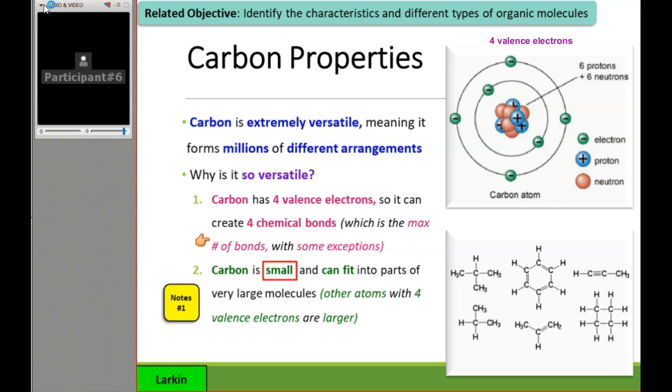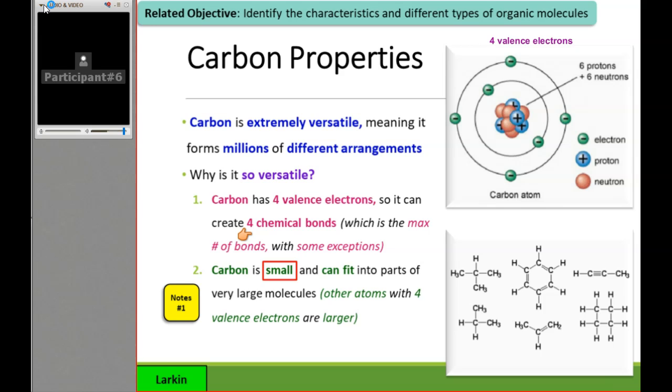Silicon fluoride can have 6 bonds. But for the most part, carbon is going to be able to make the most amount of bonds of any type of atom. Go ahead and give me a star if that makes sense. It has the perfect number of valence electrons to make 4 entire bonds, unlike most other atoms.